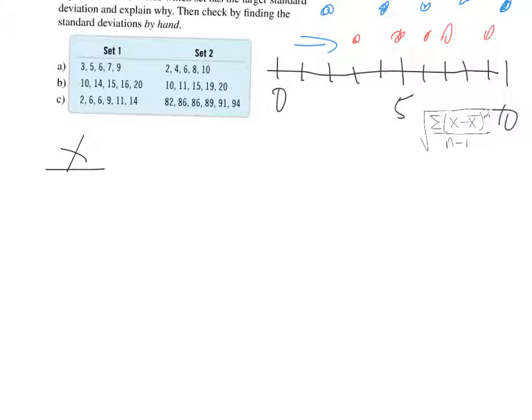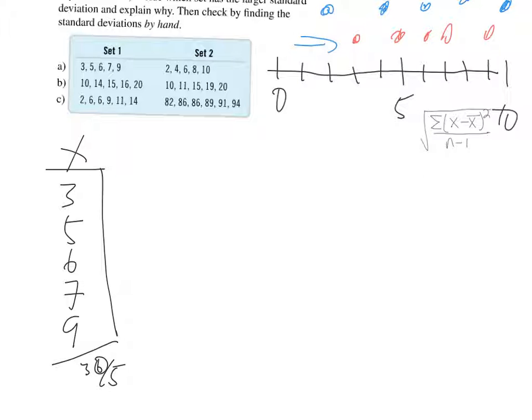Make a column, call it X. Put all your data there. So 3, 5, 6, 7, 9. Then the formula says find the mean. All right, so I'm getting the sum. If I add 12, and 12 is 24, plus 6 is 30. So 30 divided by 5 is 6, so my mean is 6. Then it says find the deviation from the mean for each of the data points.